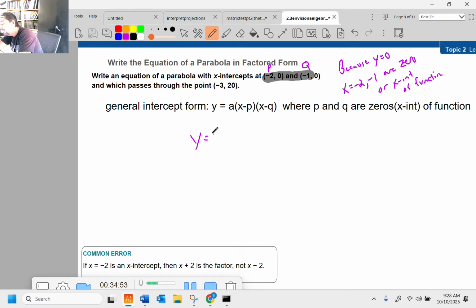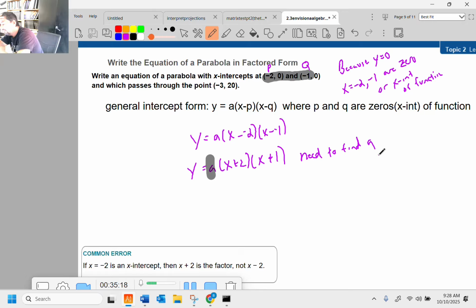Okay, we just feed a form. So let's feed the form. We're going to leave this as x right now. We're going to take away a -2, and then we're going to take away a -1. And taking away a negative has always been positive. And there's our form thus far. And you still got to find a, right? You need to find a.